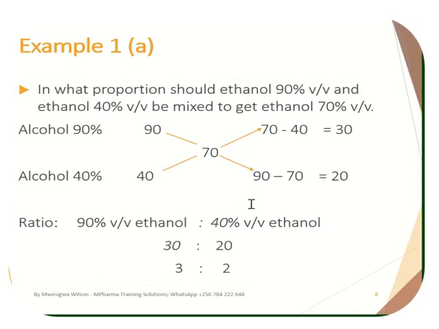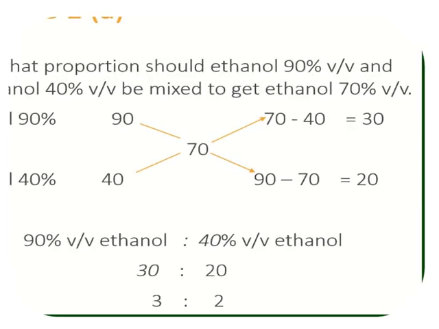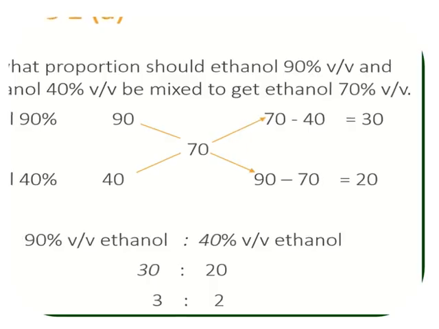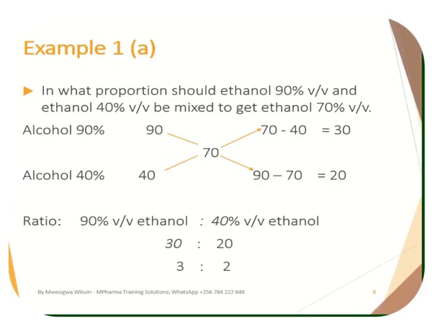So after you've gotten them, the same principles of what we did in the ratios apply. You have to always reduce them to the smallest. It's good to show what you have done by dividing by 10, by 10. So this is how they should be mixed. Now it means that you can conclude by saying that we will need 3 parts of alcohol or ethanol 90% and 2 parts of ethanol 40% to make 70%.